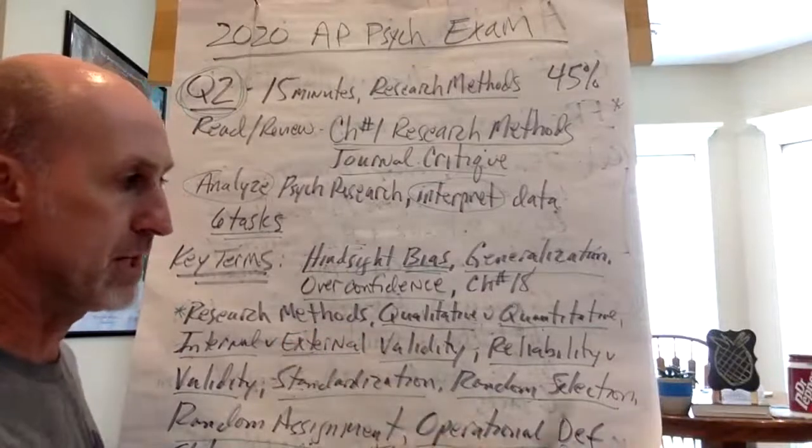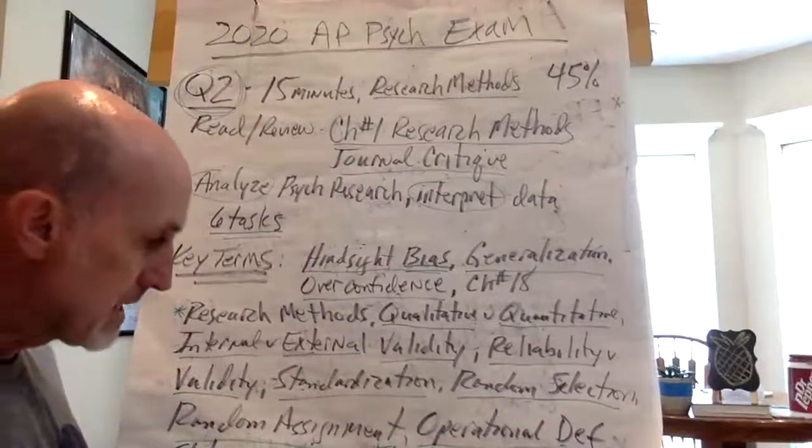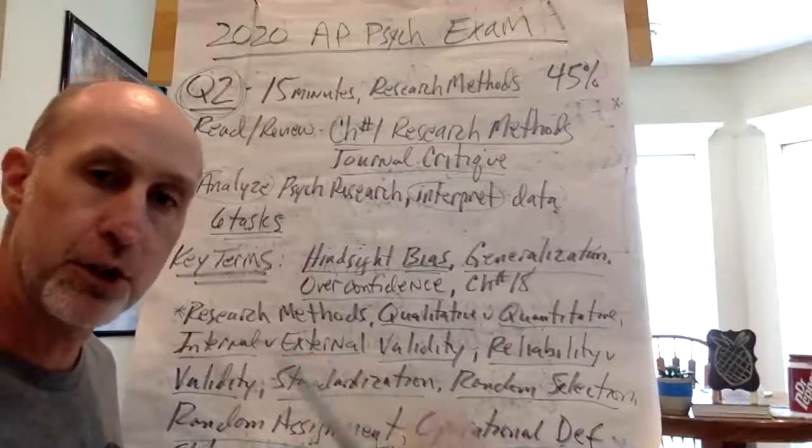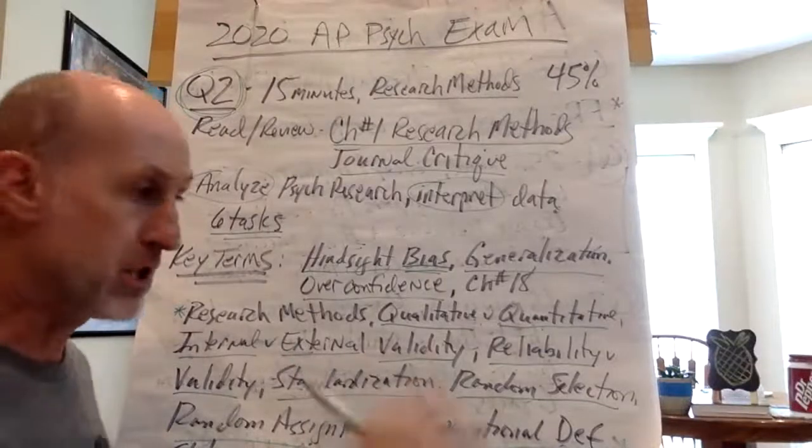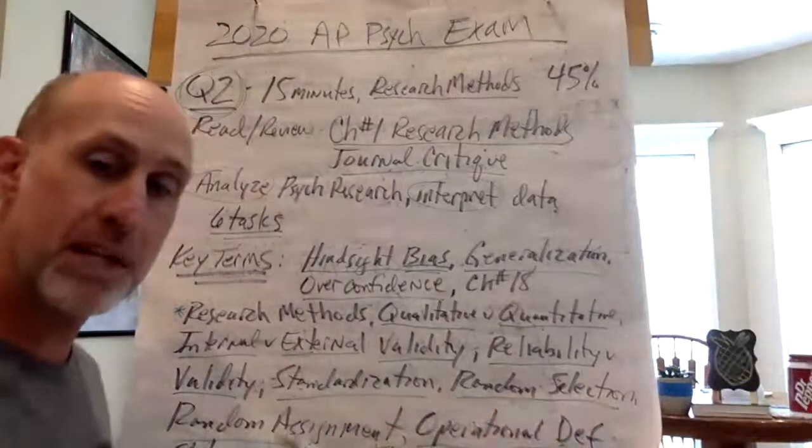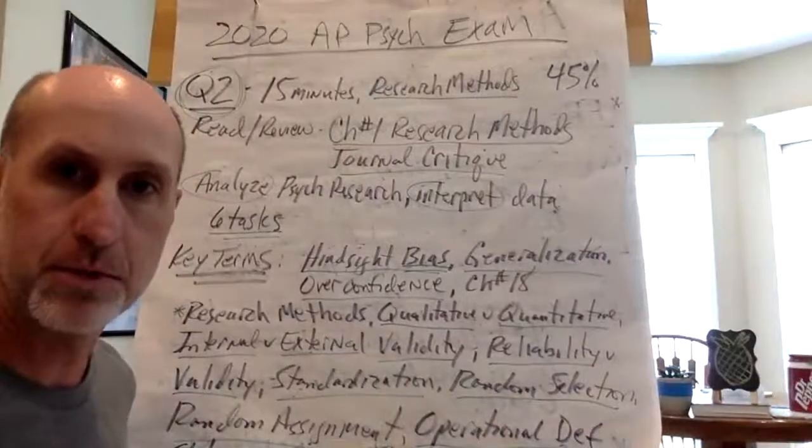So that's random selection. Random assignment, again, is if I have different groups in my research, how are those subjects who are randomly picked then randomly divided into groups?